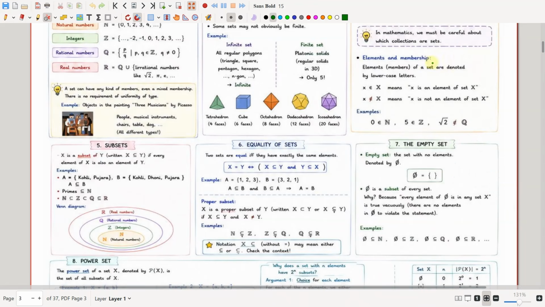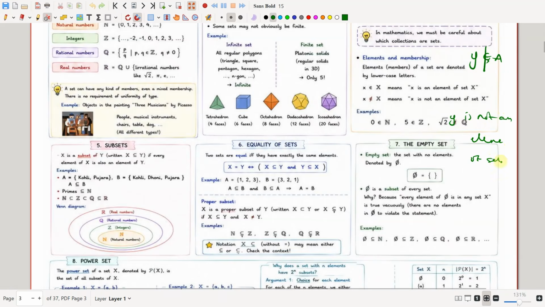If y does not belong to A, this symbol means does not belong to A, then y is not an element of set A. This is the difference between this symbol and this symbol. This means it belongs to something, and this means it does not belong to something. This is the only difference.